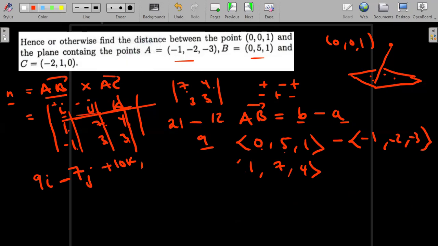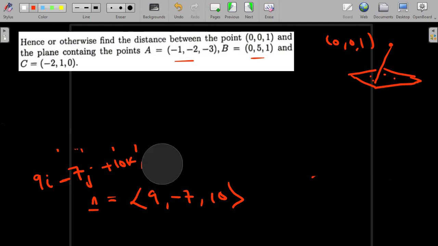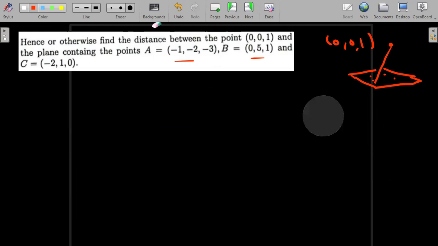So you can write that your normal vector is just equal to 9, negative 7 and 10. So this is your normal vector. So now from here, we found our normal vector. So let me erase, let's make more space. Okay, so found that normal vector. Let me write it on the side here. Say our normal vector is just equal to 9, negative 7 and 10, like that.